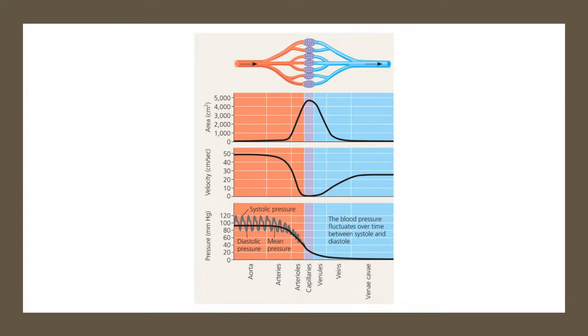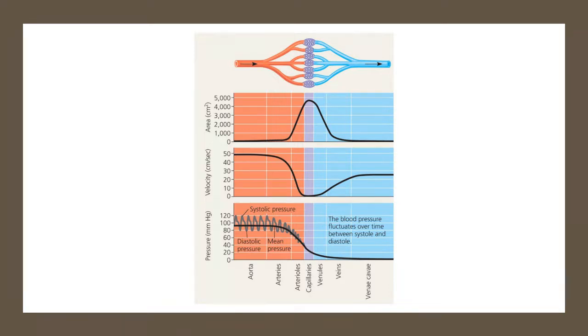These are going to be the arteries, and these are going to be the arterioles, and these are going to be the capillaries. And these are going to be the venules, these are going to be the veins, and this is going to be the vena cava. And here, same thing. This belongs to the aorta, this belongs to the arteries, this belongs to the arterioles, etc.